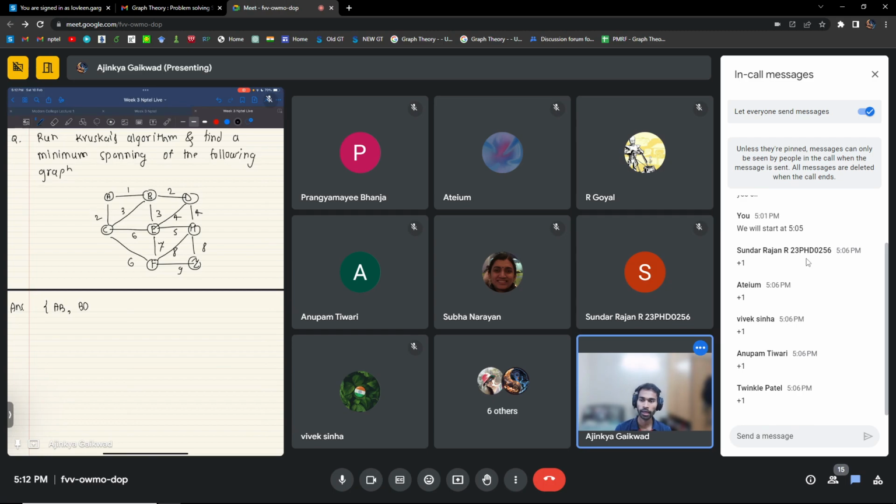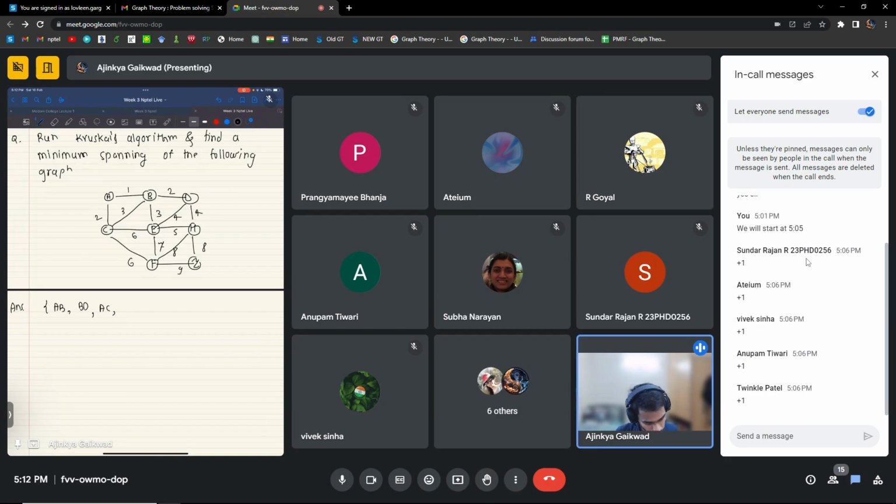So there is an edge BD and there is an edge AC, right? So there are two edges with the same weight. So what you can do is you can arbitrarily choose one edge out of these two. Okay, so right now I have chosen BD and then I will add AC. So the weights are 1, 2, 2.